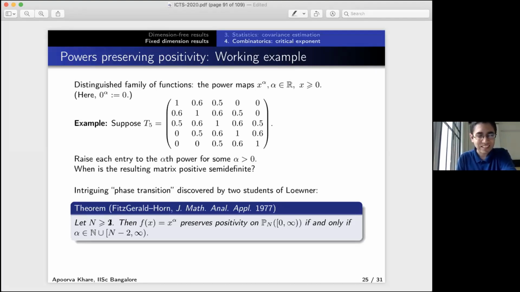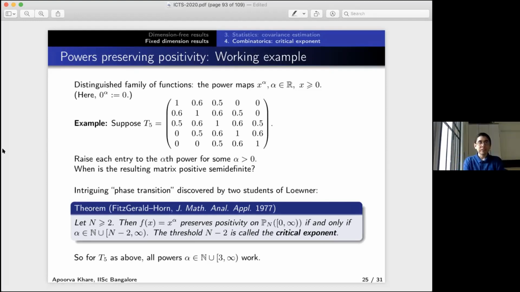X to the alpha preserves positivity on matrices with non-negative entries of dimension n if and only if either alpha is an integer, that's just the Schur product theorem, or alpha is n minus 2 or bigger, any real number. So no non-integer number before n minus 2, every non-integer number after n minus 2. So integer, integer, integer, integer, everything. It's a very curious kind of phase transition, if you will. This is called the critical exponent in the matrix literature.